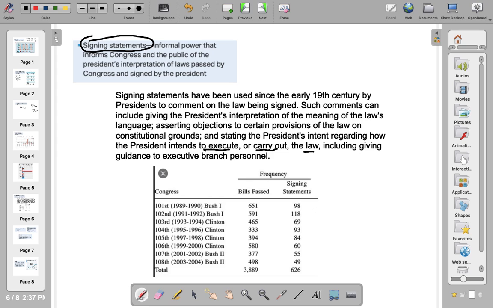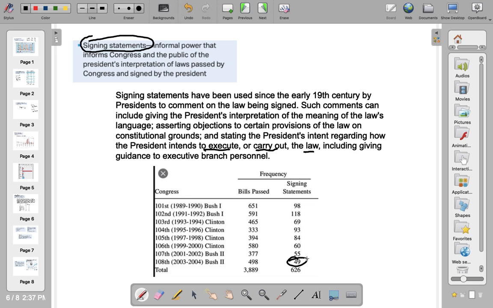And down here, we see signing statements over time. I just wanted to give you an idea of how many of these things are done. And we see it by Congress. So we have Bush, then Clinton, and then the second Bush. So we see that signing statements are relatively common. Here's the bills passed, 498, and Bush put a signing statement on 49 of them. Now, we don't know what those bills are about, but we could say that Bush probably had some issue with at least these 49 bills.